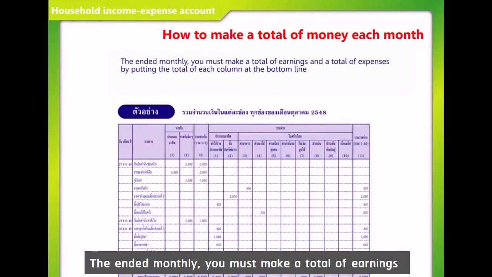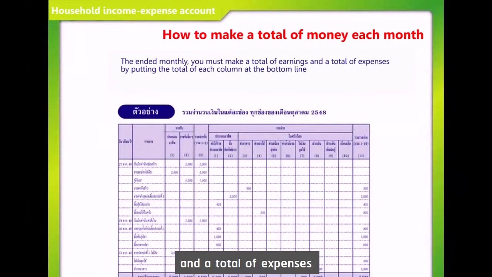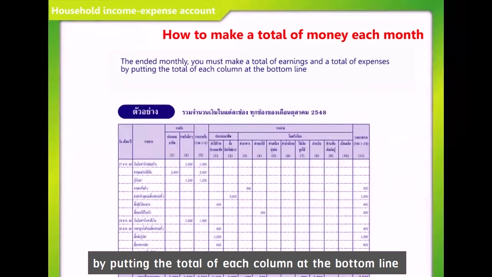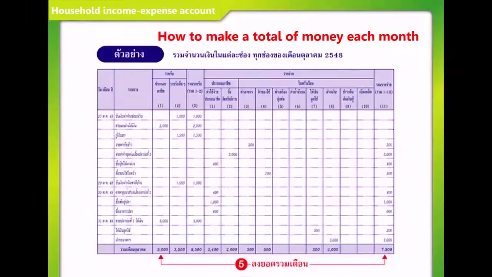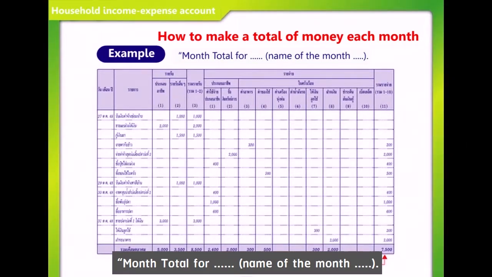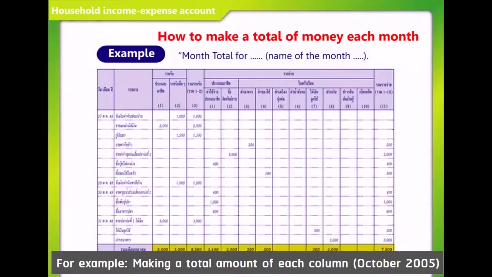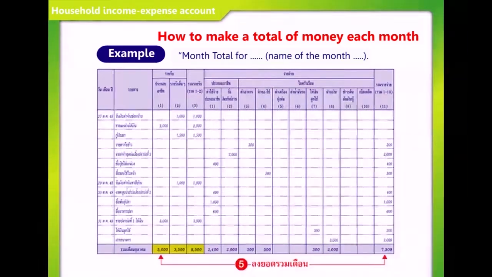How to make a total of money each month? At the end of the month, you must make a total of earnings and a total of expenses by putting the total of each column at the bottom line. Month total for name of the month. For example, making a total amount of each column, October 2005.